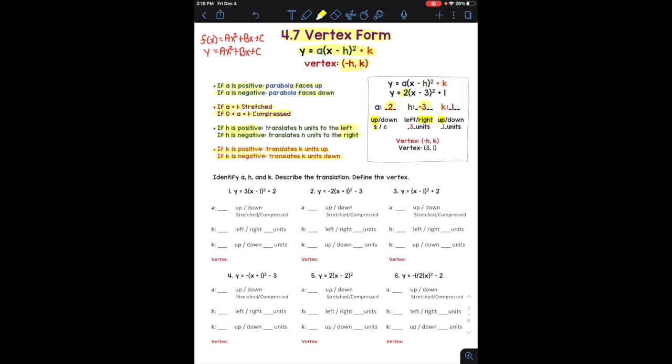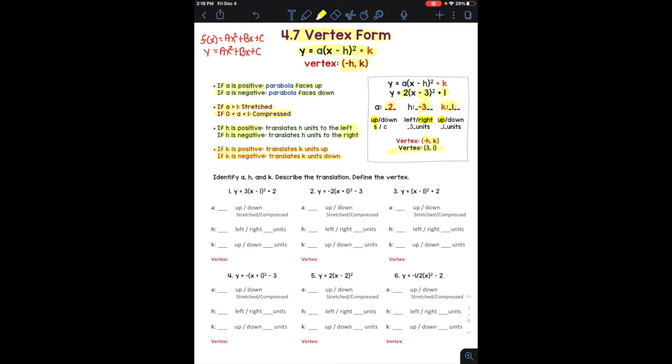The h value is -3. That means the whole parabola will move right 3 units on the coordinate plane. And the k value is 1. Therefore, it's going to move up 1 unit on the coordinate plane. Just looking at vertex form, we can identify the vertex using h and k. The vertex is the opposite sign of h, and k as written. So in this case, the vertex of this parabola would be (3, 1).